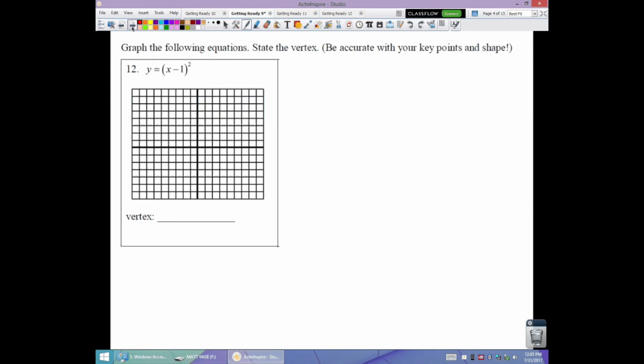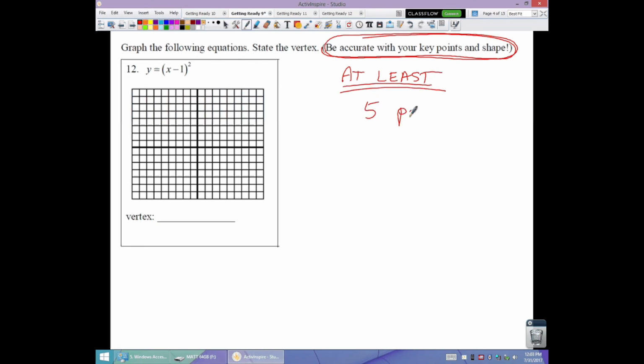All right, now we get to graph and then identify the vertex. Look, we have to be accurate with our key points and shape. That means we want to see the vertex and a minimum of 2 points on each side. A minimum. So you need at least 5 total points.